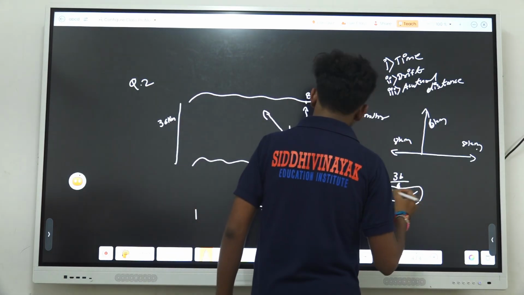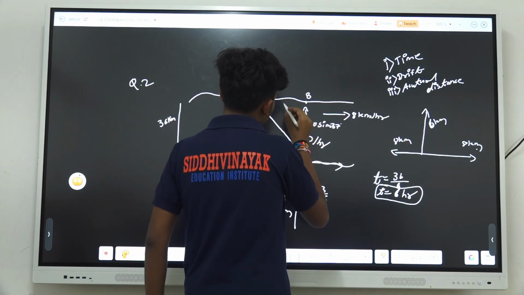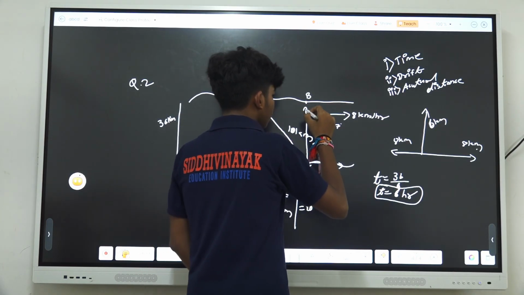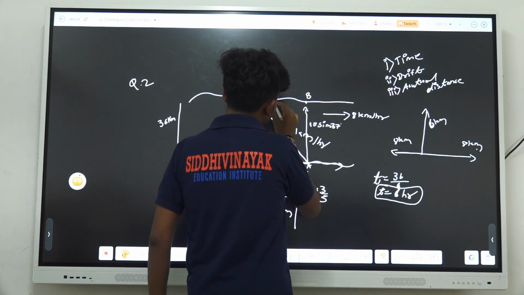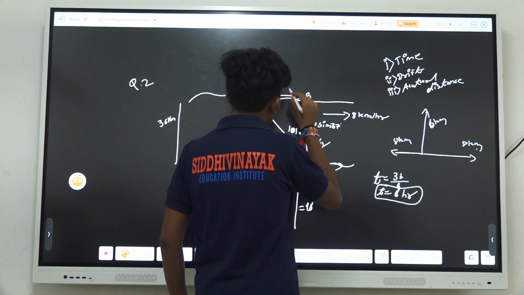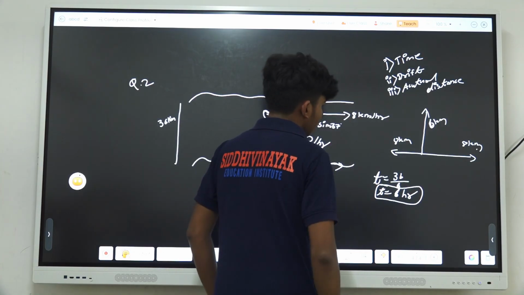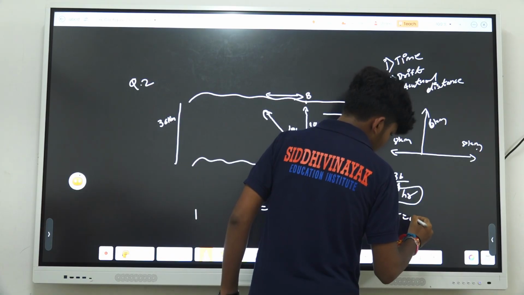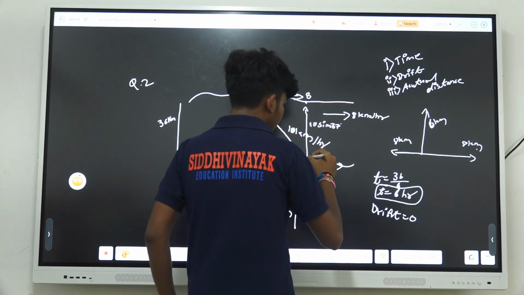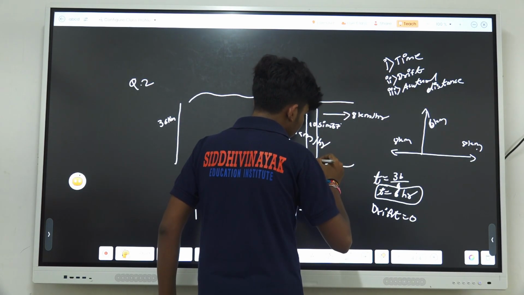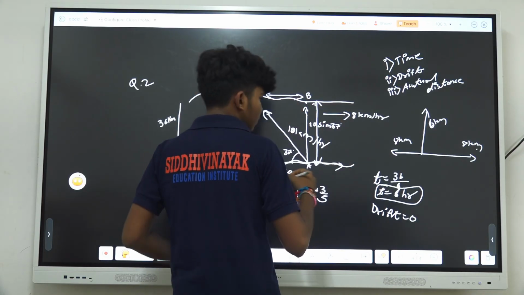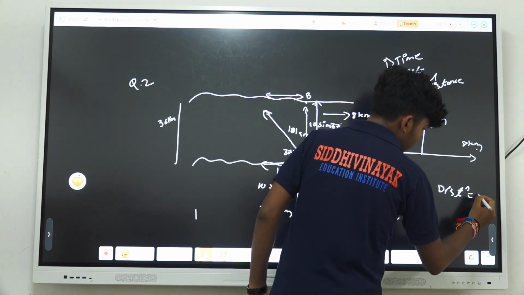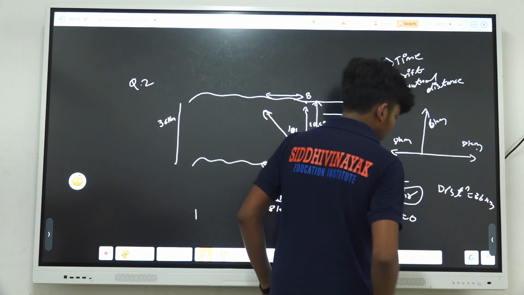And for drift, here there will be no drift. The drift is 0 here, and the actual distance swum is this one, which is given as 36 kilometers. So the distance is 36 kilometers.